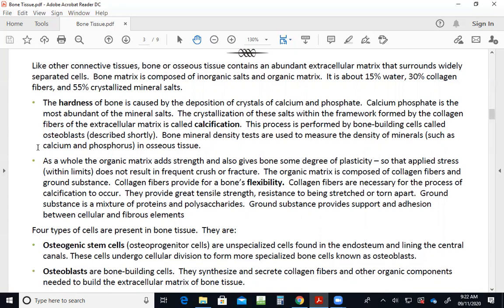A bone mineral density test is a way to measure the density of minerals such as calcium and phosphorus in our osseous tissue. Something that's done a lot of times in elderly populations to see how strong their bones are. It's kind of like a full body x-ray, except instead of looking for fractures, they are looking to see how densely packed the bone is.